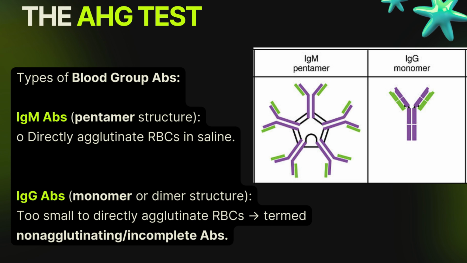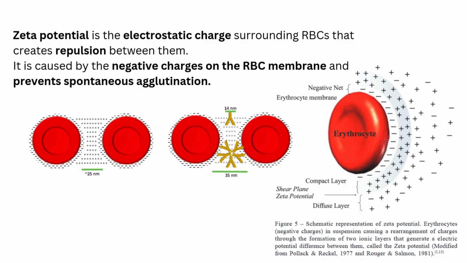Then, this differentiation plays a significant role in how we approach testing and interpreting results in transfusion medicine. So, here, understanding zeta potential is essential in grasping how red blood cells interact with one another. To put it simply, zeta potential refers to the electrostatic charge that surrounds the red cells, and this charge is primarily negative, and it's what keeps these cells from clumping together spontaneously.